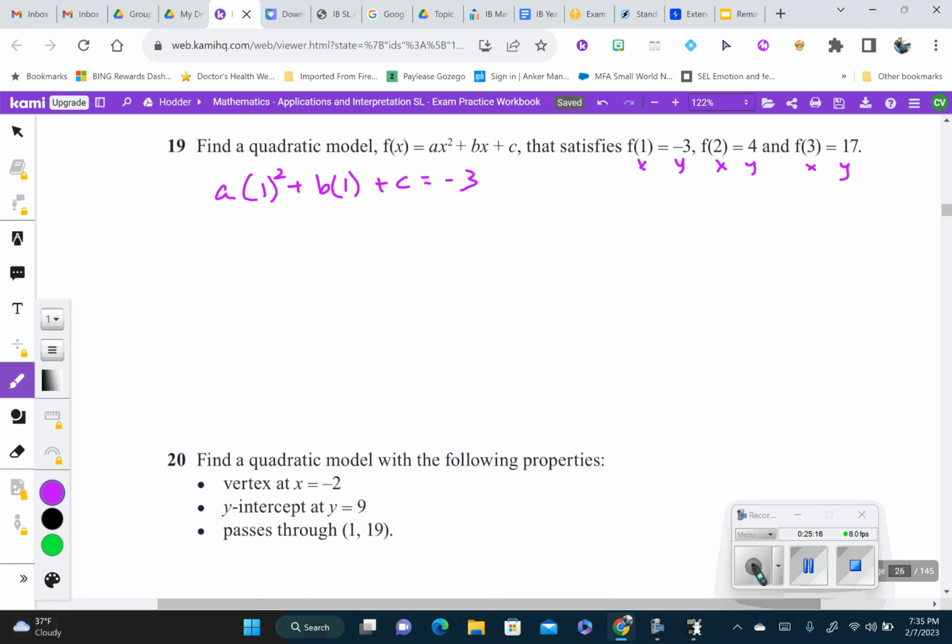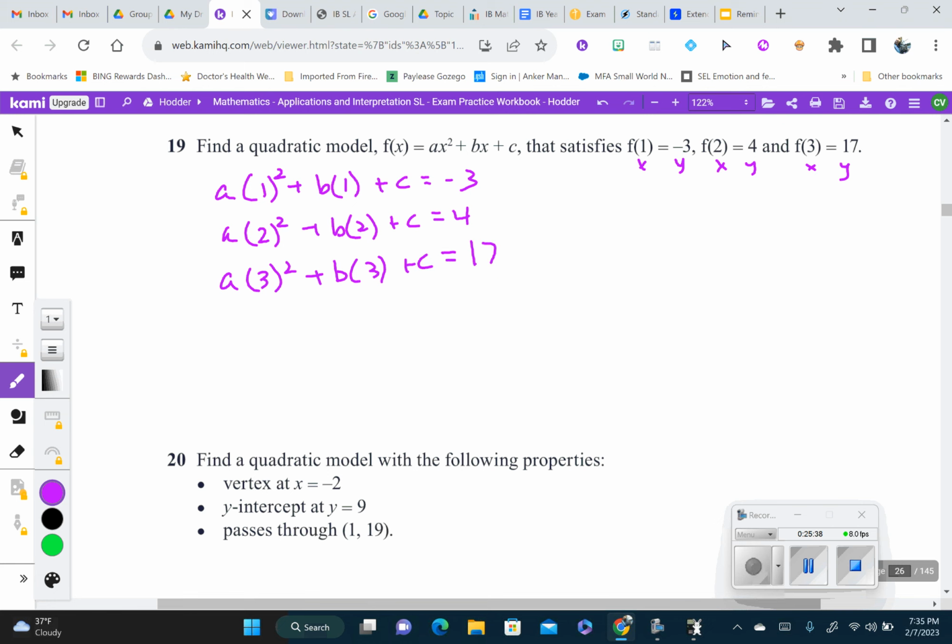And over here for the next one, we're going to plug in a times our new x is 2. So I'm going to do 2 squared plus b times 2 plus c is equal to 4. And the last one is a times 3 squared plus b times 3 plus c is equal to 17.